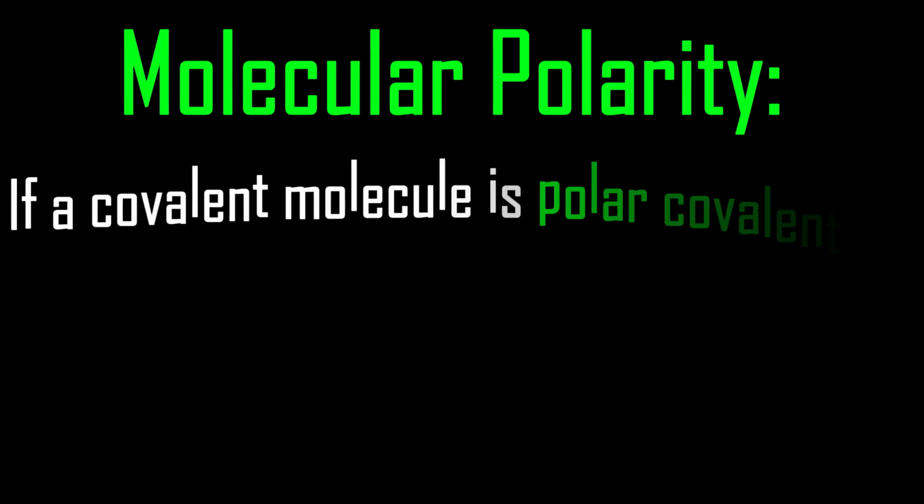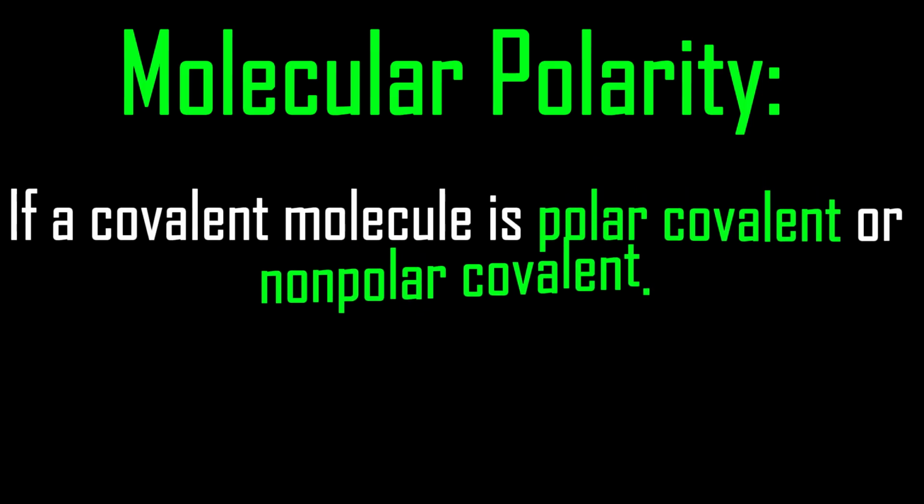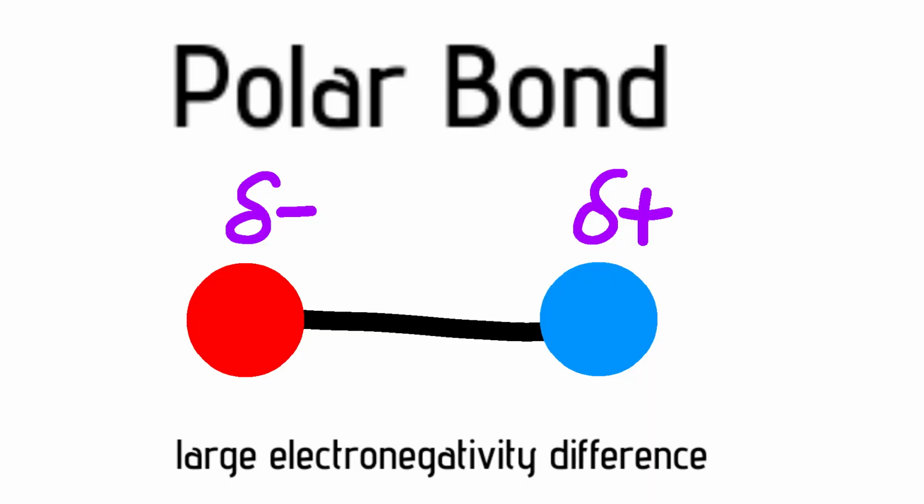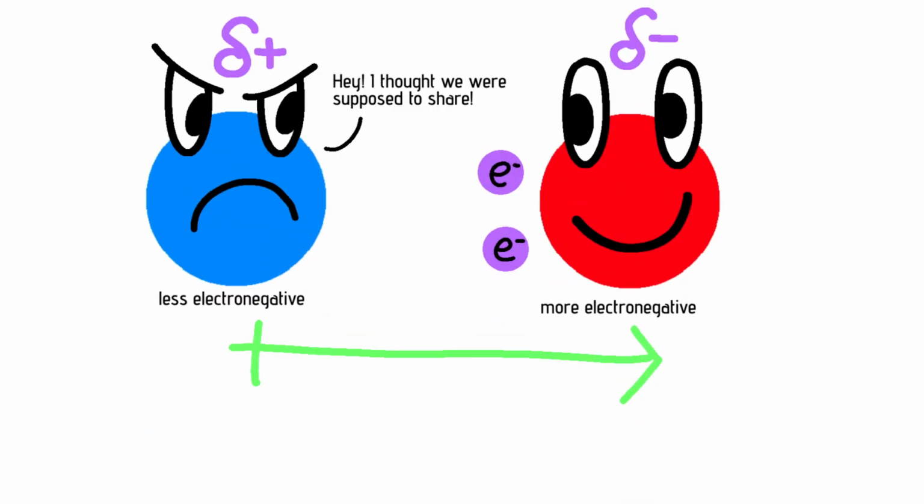Molecular polarity refers to whether a covalent molecule is polar covalent or nonpolar covalent. And to figure that out, we first need to understand bond polarity. Last unit, we talked about how in a covalent bond, if there's a big electronegativity difference between the two atoms, the bond is polar. What this means is that the electrons in a bond are shared unevenly, with the more electronegative atom pulling the electrons towards itself.